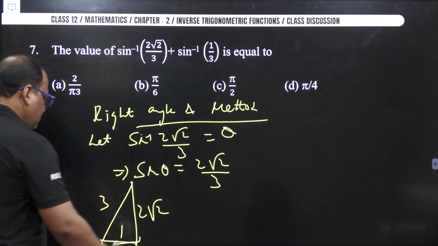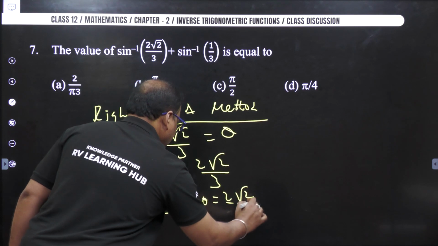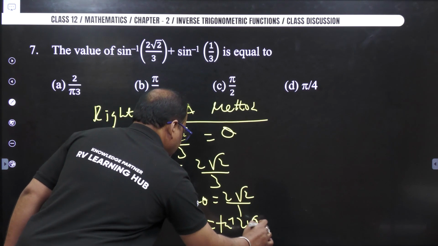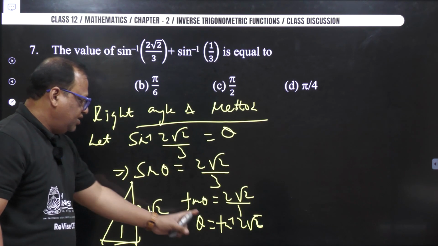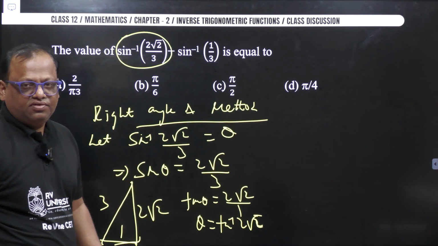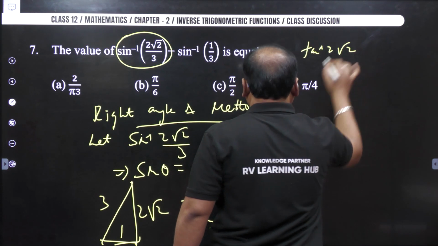Okay. So tan theta is equal to 2 root 2 divided by 1. So theta is equal to tan inverse of 2 root 2. Follow now? So this value is replaced by tan inverse of 2 root 2. Okay? Tan inverse of 2 root 2.